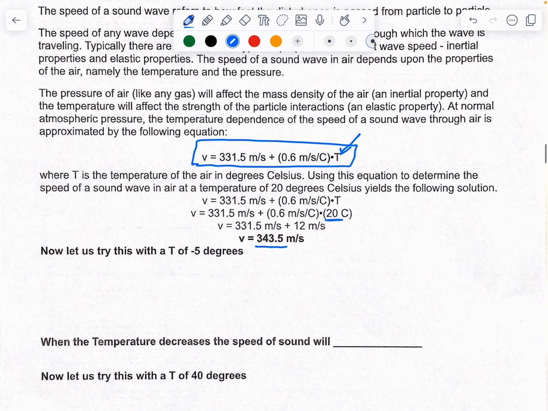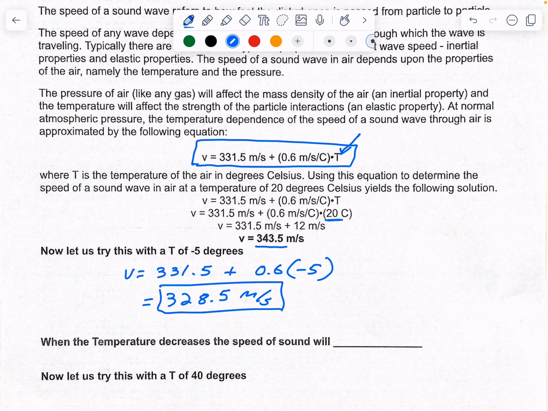Let's try a couple more. Now let's try -5 degrees. V equals 331.5 plus 0.6 times -5. Don't forget the negatives. You should get 328.5 meters per second. If you notice, there's a difference from 20 degrees Celsius. At 20 it was 343, and now at -5 you get 328.5. So naturally, as temperature goes down, the speed of sound also decreases.